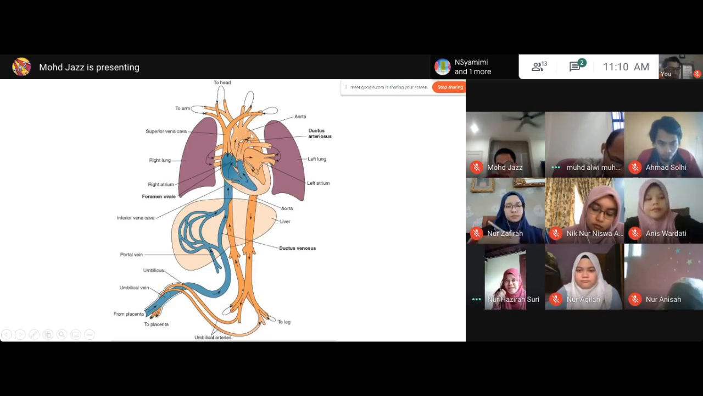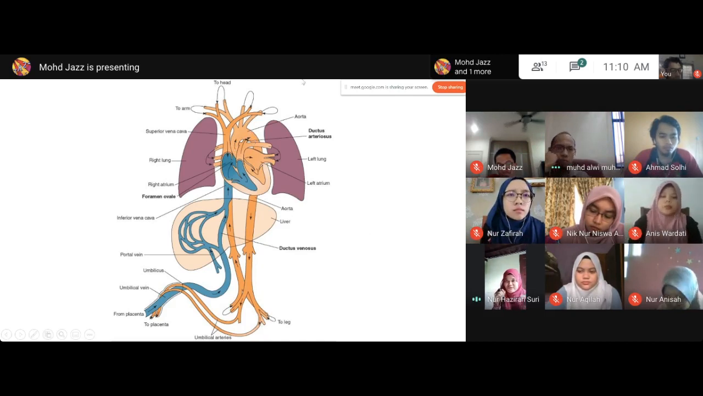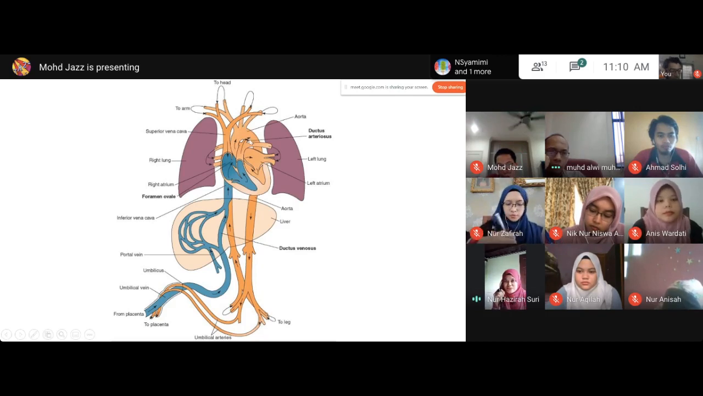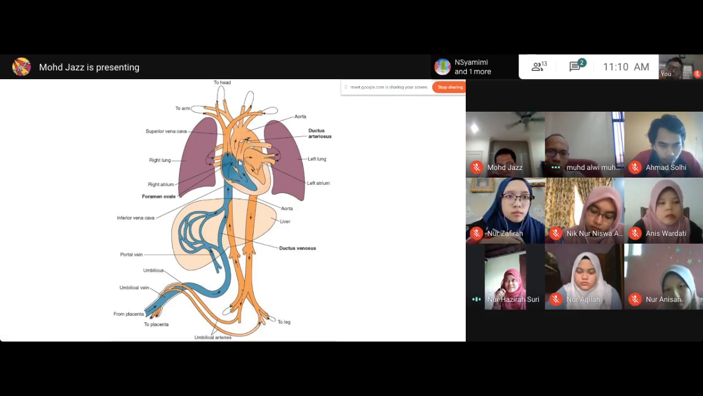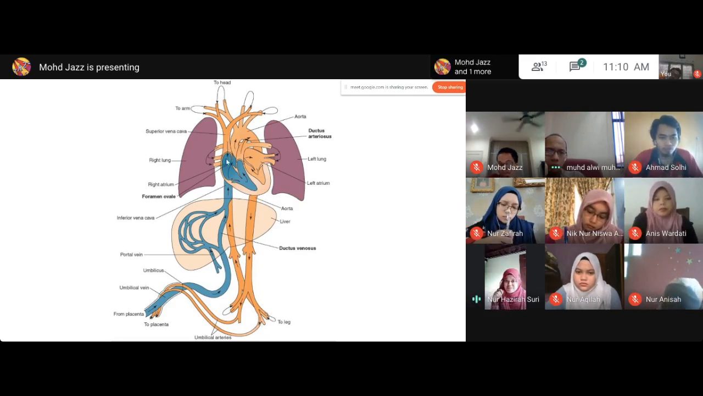And then in the ascending aorta, the blood will be supplied to the brain and also the upper part of the fetal body. Okay, after the blood circulates in the brain and the upper part of the fetal body, it will come back to the superior vena cava. So after it supplies all the upper part of the fetal body and the brain, the blood will be less oxygenated, right? So the PO2 at this point of time is around 12 to 14 millimeter mercury.